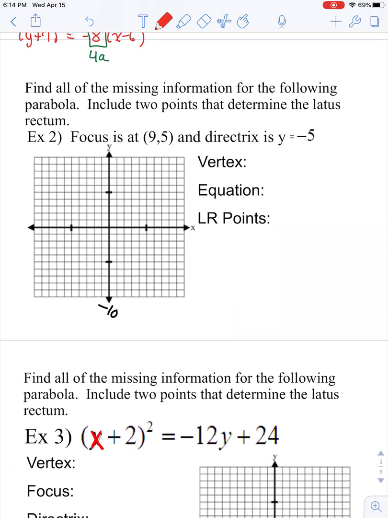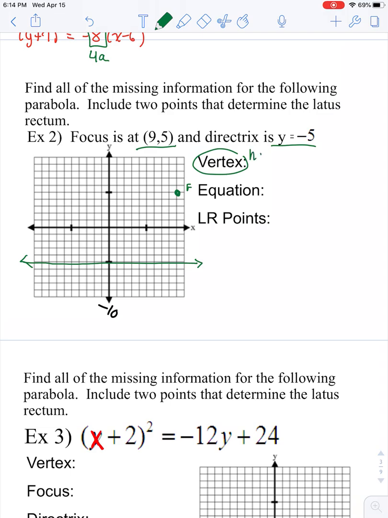Okay? So second example, similar, but with some different missing information this time. This time we are given, to start, the focus, which is at (9, 5), so we'll plot the focus. And now we're given the directrix at y equals negative 5. Well, that's the horizontal line right down here. Okay, the question is, where's the vertex?